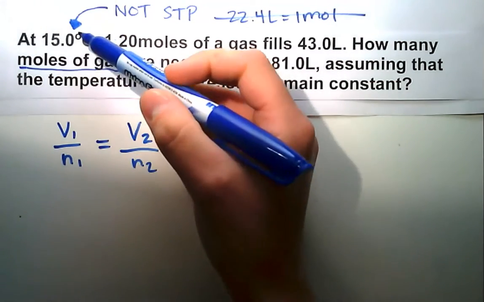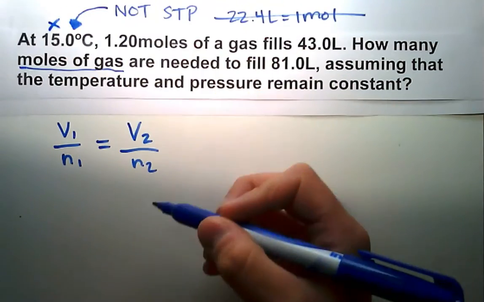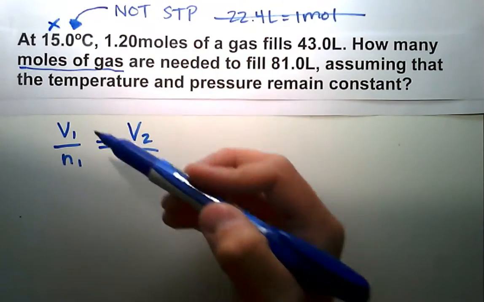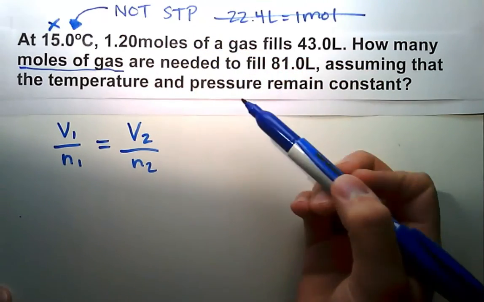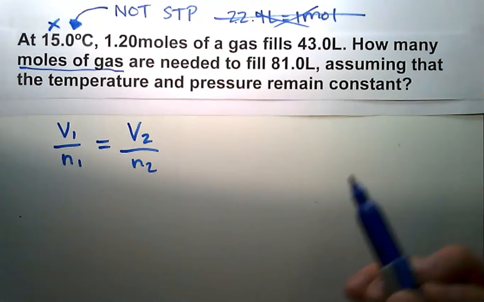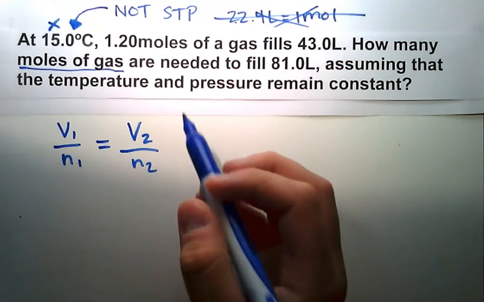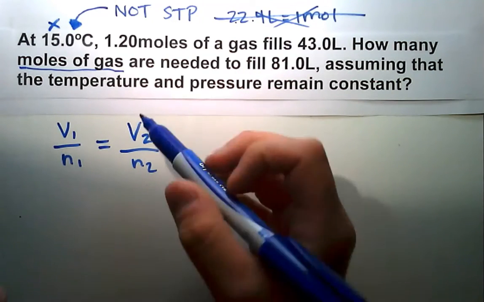So we're not actually going to use this temperature value at all. It's almost extra information. It's really just there to remind us that we are not at standard temperature and pressure. So 22.4 will not work. So instead we are going to use V1 over N1 equals V2 over N2.